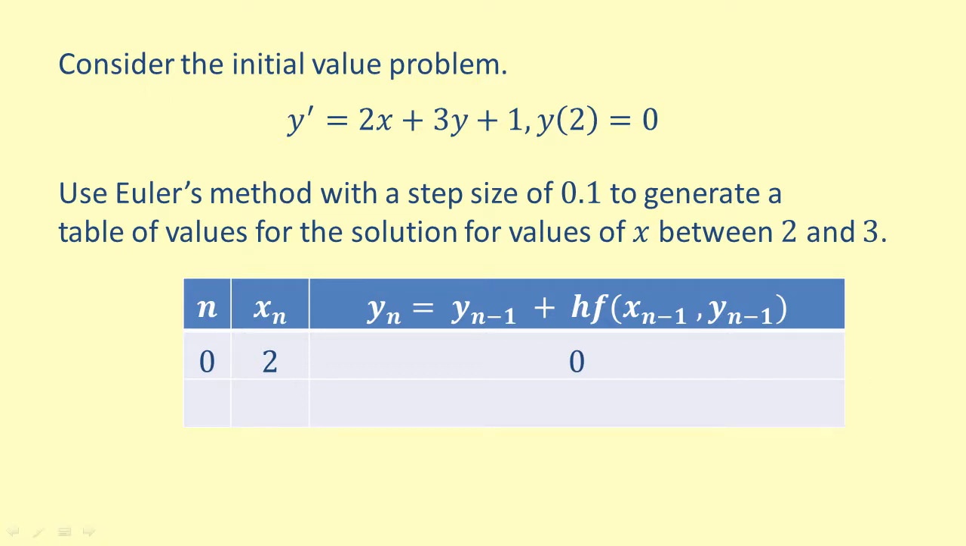Our initial conditions are n equals 0, x sub n equals 2, and y sub n equals 0. We start by calculating for n equals 1. So, x sub n equals 2.1. Then we'll find y sub 1, which will be y naught, 0, plus h, 0.1, times f of x naught, y naught. This evaluates to y sub 1 equals 0 plus 0.1 times the quantity 2 times 2 plus 3 times 0 plus 1. Altogether, y sub 1 equals 0.5.